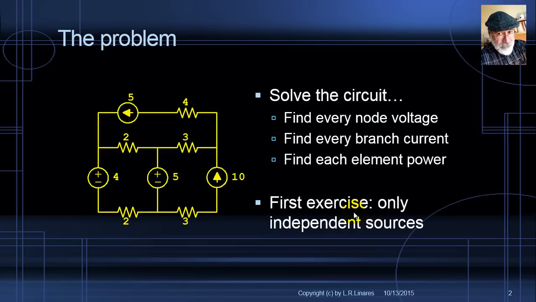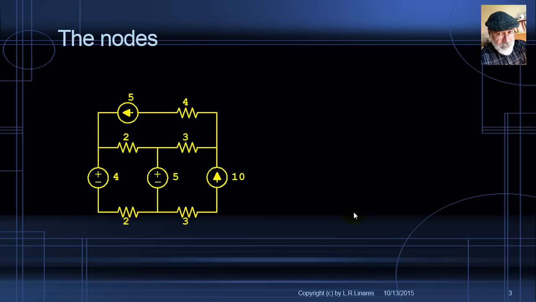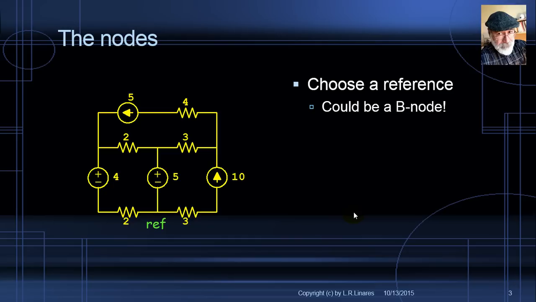This one has 4 independent sources, 2 V sources, 2 I sources, and 5 resistors. All resistances are given in ohms, the V sources in volts, and the I sources in amps. Let's begin. Our first task is with nodes. Choose a reference, this one down here. Even a binary node would do, right? I've chosen a true node, the one on the bottom of the circuit.